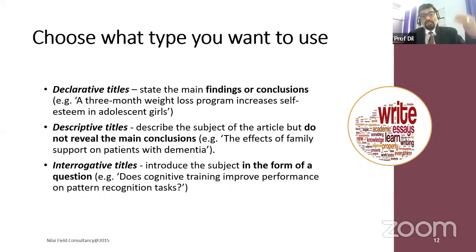inquisitiveness. So with interrogation, sometimes you have to ask a question. Does cognitive training improve the performance pattern on pattern recognition tasks? Does green marketing influence business performance? Does positive work culture, strong work culture, create productivity? So you can ask questions to the readers. So these are the three types of titles: declarative title, descriptive title, or interrogative. It depends upon you to choose it.